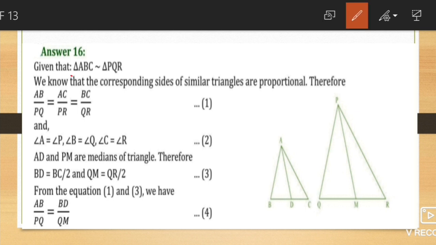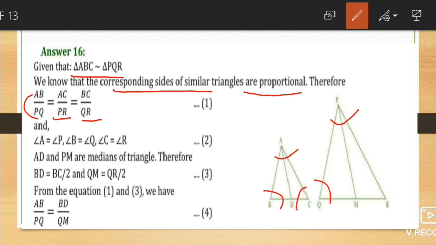It is given that triangle ABC is similar to triangle PQR. Since they are similar, the corresponding sides of similar triangles are proportional, or the ratio of corresponding sides are equal. So you can write AB by PQ is equal to AC by PR is equal to BC by QR. Also, the corresponding angles will be equal: angle A is equal to angle P, angle B is equal to angle Q, and angle C is equal to angle R. Clear?